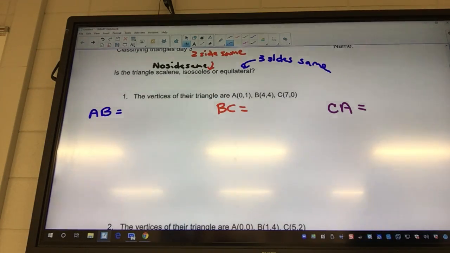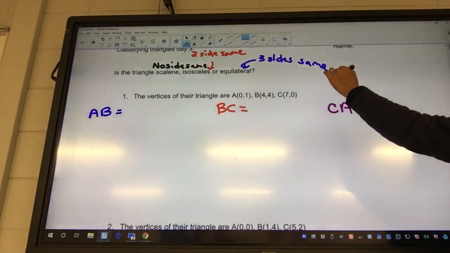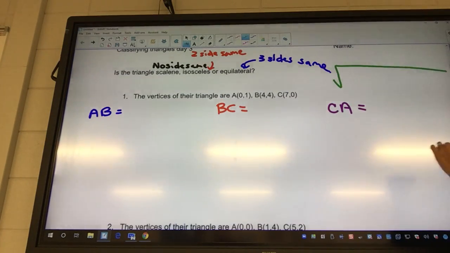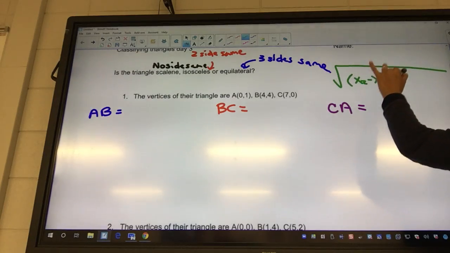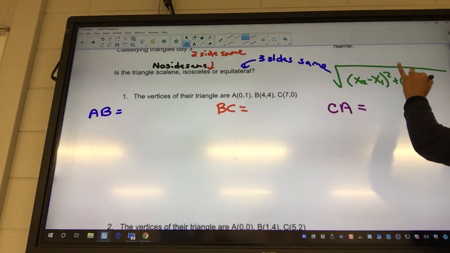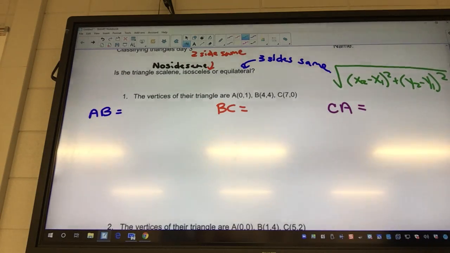Okay, and then somewhere on your sheet you need to write this formula. It is a square root of x2 minus x1 squared plus y2 minus y1 squared. That is the distance formula. Now it looks really complicated. I'm going to show you how you can just type it in your calculator and it'll spit out an answer.